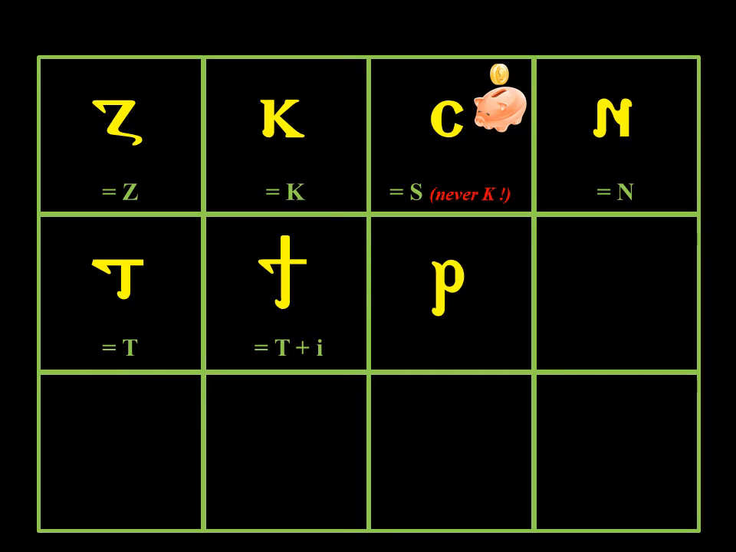Next. What's this letter? Wrong. No, that's not a P. You have to imagine that there is a leg or something here, so that's an R. So this letter is an R and not a P. And this is another piggy bank letter. If ever you pronounce it as a P, you put one P in the piggy bank.